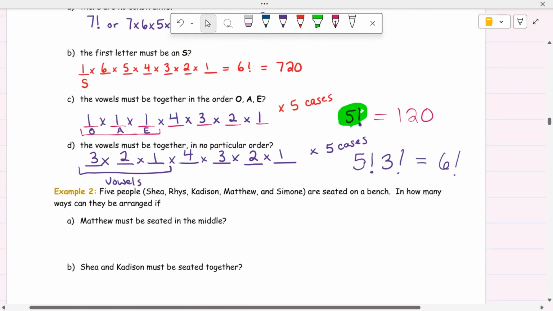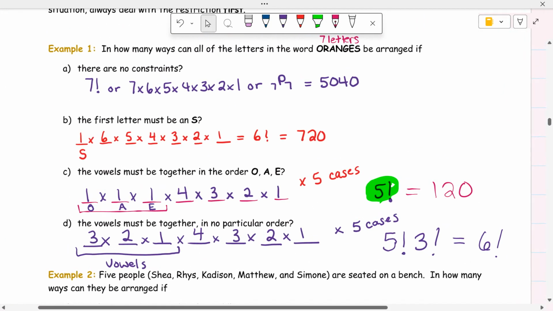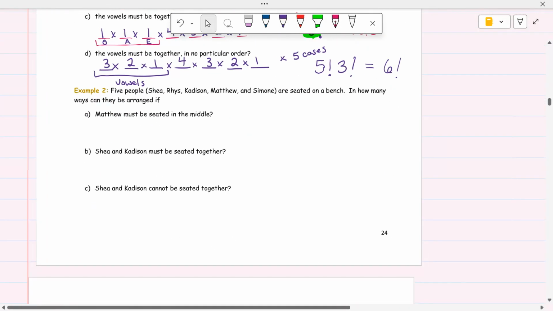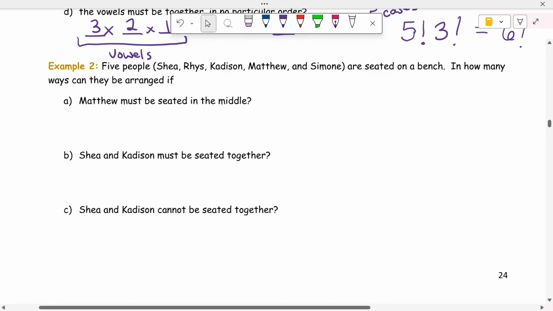All right. So questions so far, guys? So only kind of 2 questions that were a little bit different than what we've done so far. All right. So example 2 says 5 people, Shay, Reese, Caddison, Matthew, and Simone, are seated on a bench. In how many ways can they be arranged if Matthew must be seated in the middle?